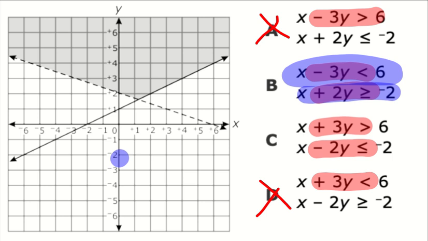When we look at choice C, my y-intercept here is +2, which is that line right there, the dotted line. And my y-intercept here, -2 divided by -2 makes +1, and that's the solid line. Everybody see how that worked? I'm just kind of checking our way through it, right?